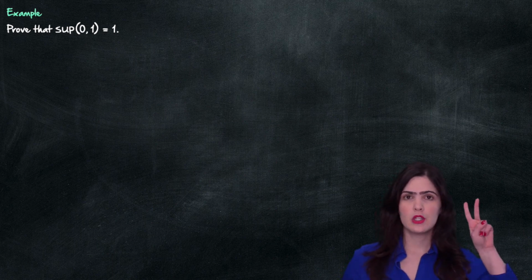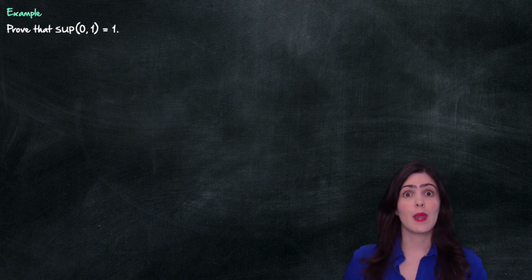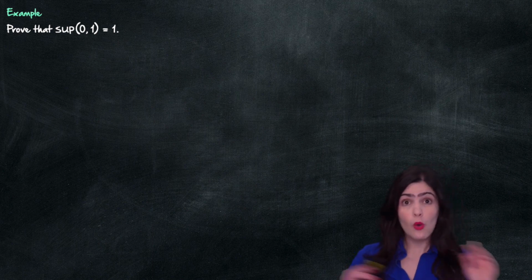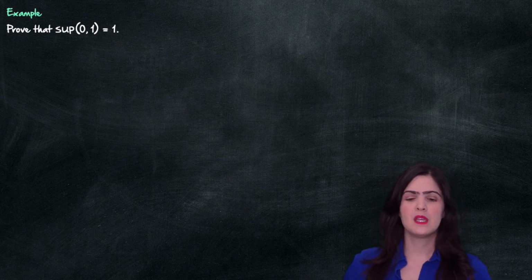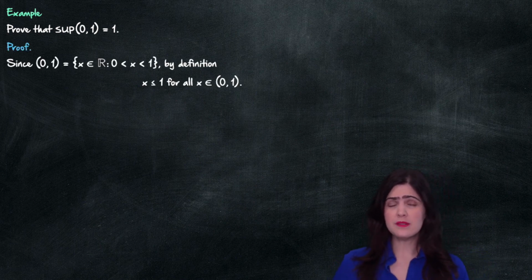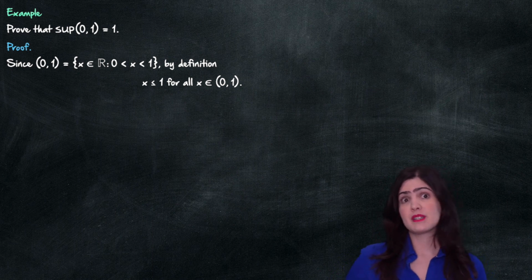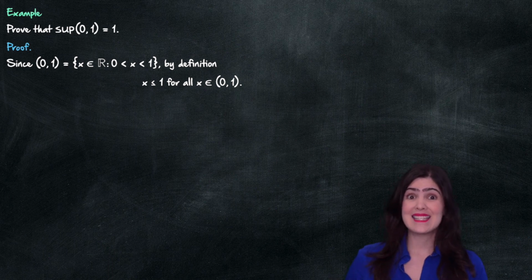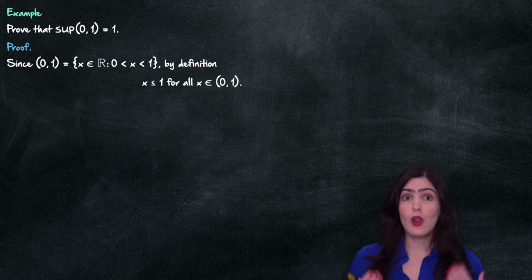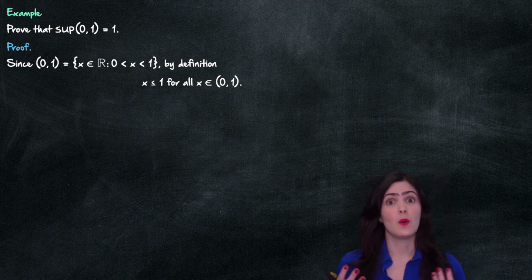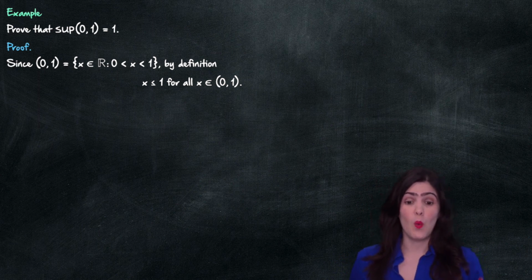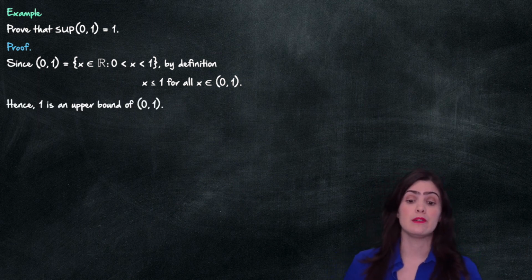So we need to prove two things. First, we need to show that 1 is an upper bound, and then we have to show that 1 is the smallest of all the upper bounds. Okay, so first let's take a look at the definition of the open interval (0, 1). The open interval (0, 1) is just the set of all real numbers x such that x is strictly between 0 and 1. So we know that x is less than 1, and therefore x is less than or equal to 1 for all x in the interval (0, 1). But that means that 1 is indeed an upper bound of the interval (0, 1).